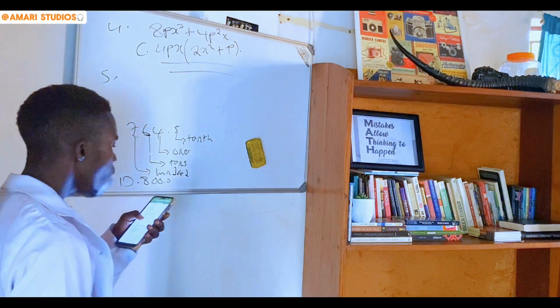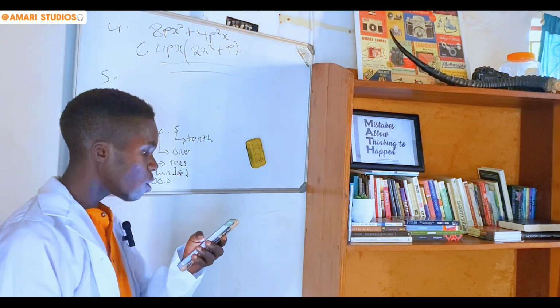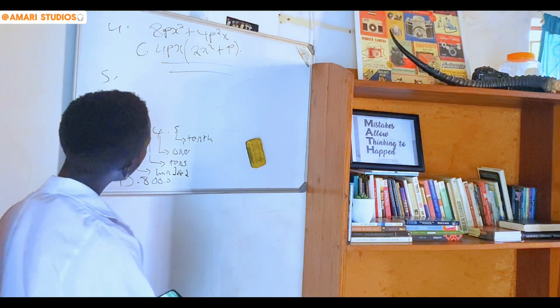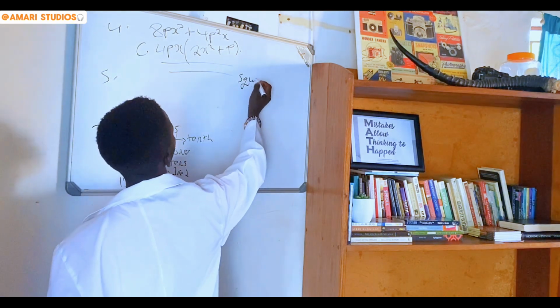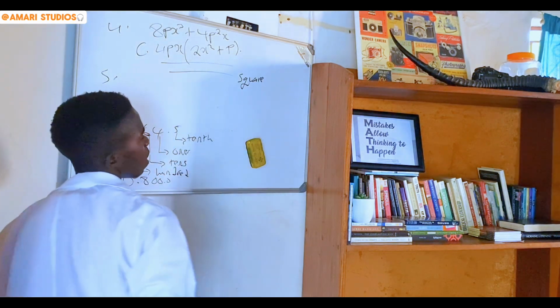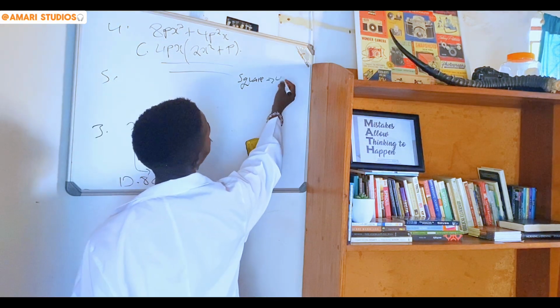Question 5 is saying, how many faces has a square pyramid? How many faces has a square pyramid? So you have noted this. They have said a square. How many sides does a square have? So a square has 4 sides.